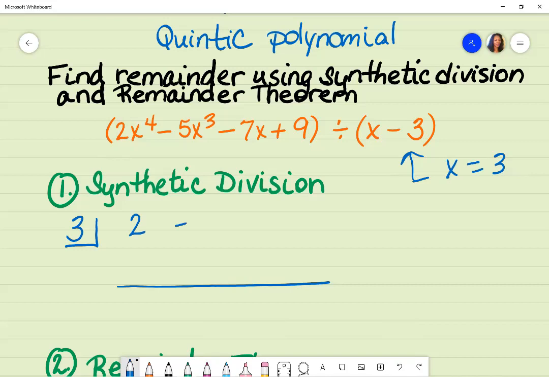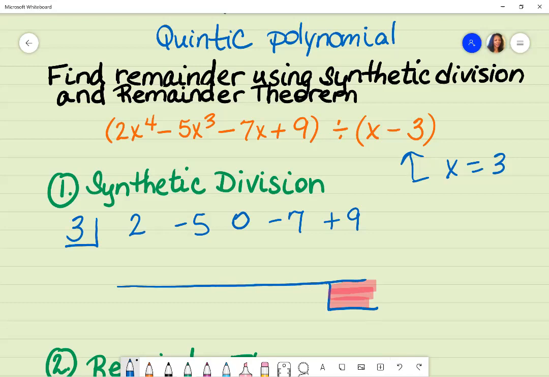So I have 2, negative 5. Now what I have to pay attention to is I notice I have 4, 3, and then it skips to 1. Well, I have to put a 0 placeholder because I have to account for all of my exponents. So for x squared, there's going to be a 0. And then I continue, negative 7, and then positive 9. This last number or last column, this will be my remainder. So whatever's here is going to be my remainder.